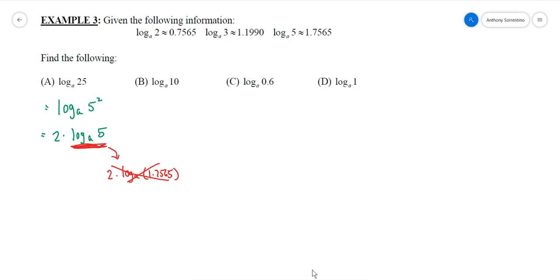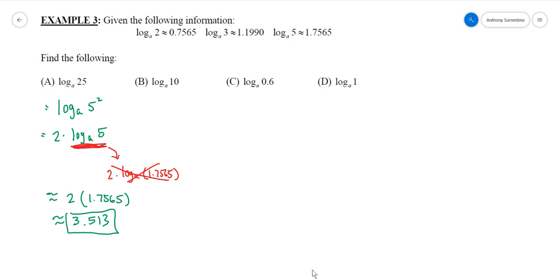So when I do the substitution, I'm substituting the 1.7565 in for that number only. And so that's going to be approximately equal to 2 times the quantity 1.7565, which you put in your calculator or work out. I'm going to get 3.513, and that would be the answer. So now we know what the log base A of 25 is.